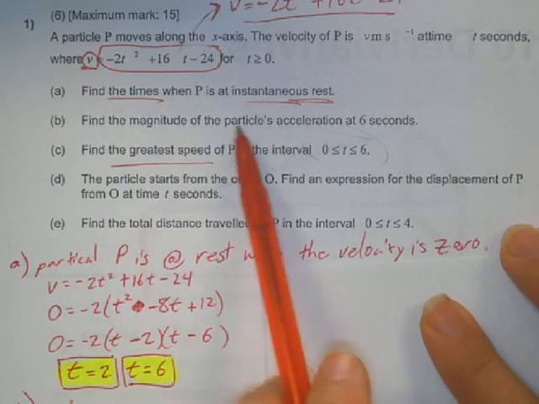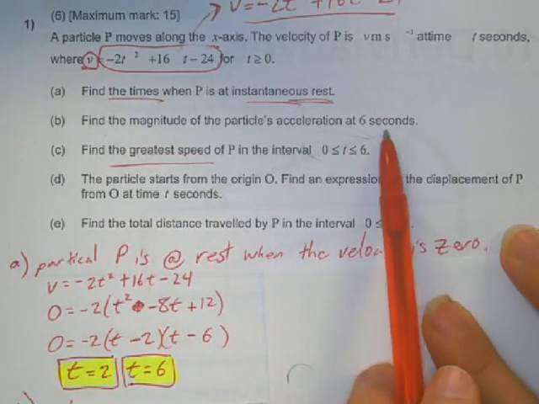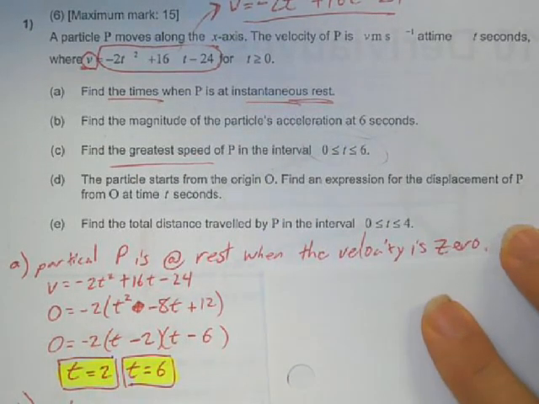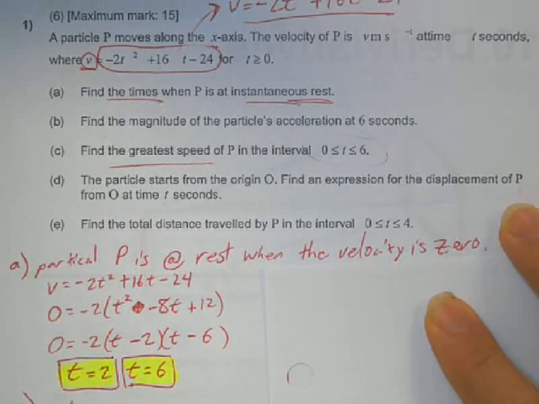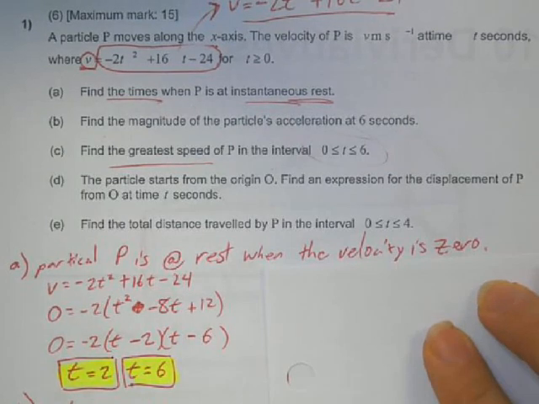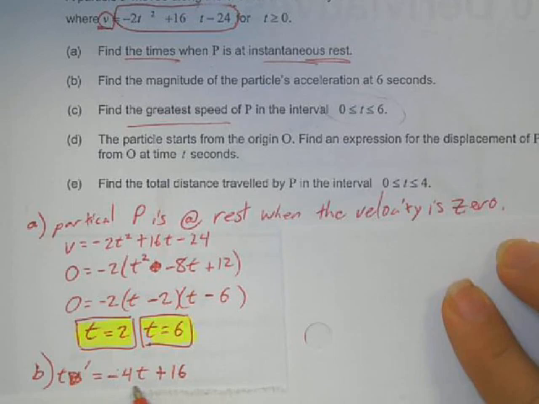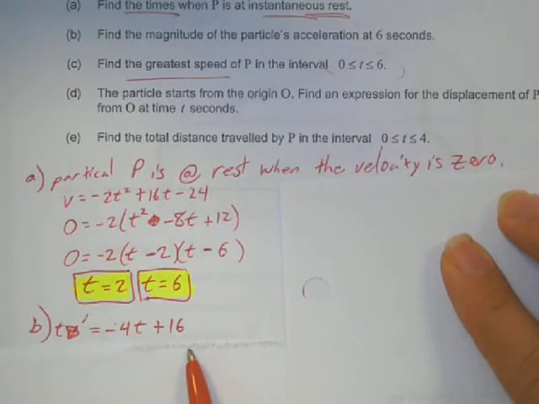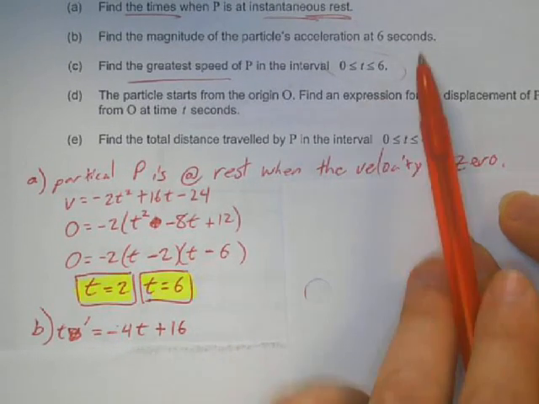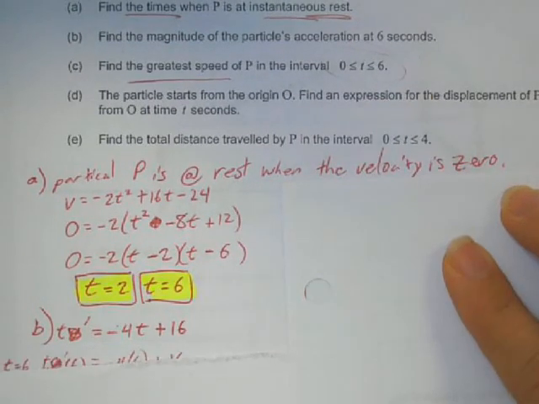Find the magnitude of the particle's acceleration at 6. Okay, so I need to figure out the derivative. The derivative of this is negative 4t plus 16. This 2 comes to the front, gets multiplied, becomes 4. This 16t becomes 16. Okay, and we want to do this when the time is 6.